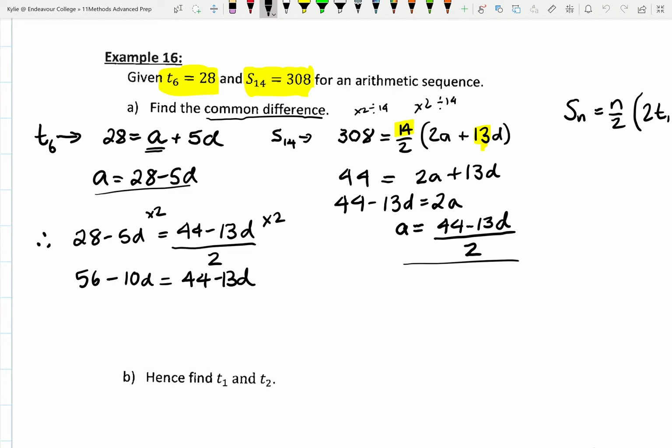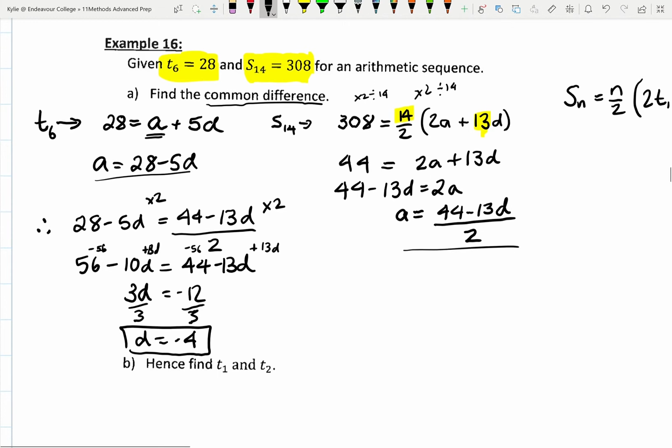Then we collect like terms and simplify, so we'll add 13d to both sides. So minus 10d plus 13d is 3d. 44, and we'll take 56. So 44 take 56 is negative 12. Divide by 3, d equals negative 4. So our common difference is negative 4.